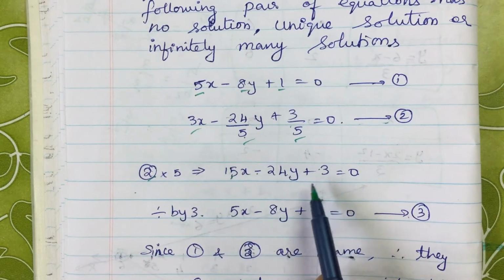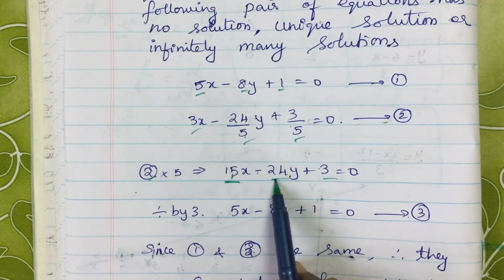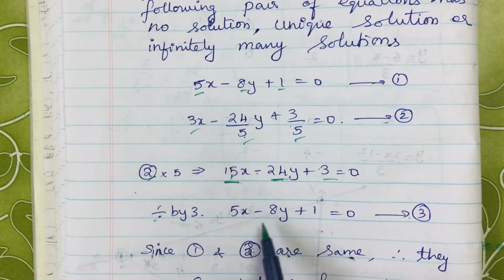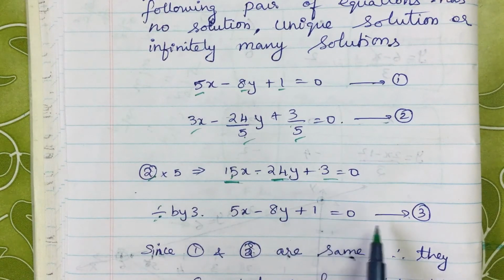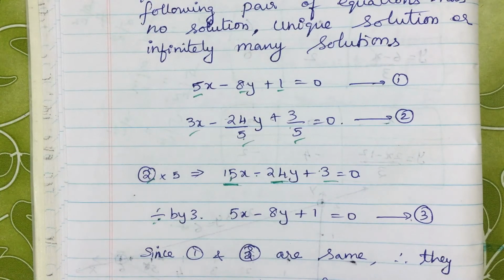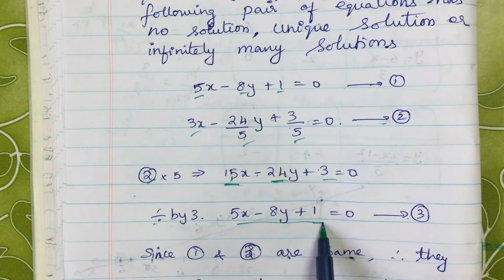Again, if you see here, these are multiples of 3: 15, 24, 3. So I divided the entire equation by 3. So I got 5x minus 8y plus 1 equal to 0. This is my third equation. That is, I manipulated the second equation, and now this is the other form of your second equation.